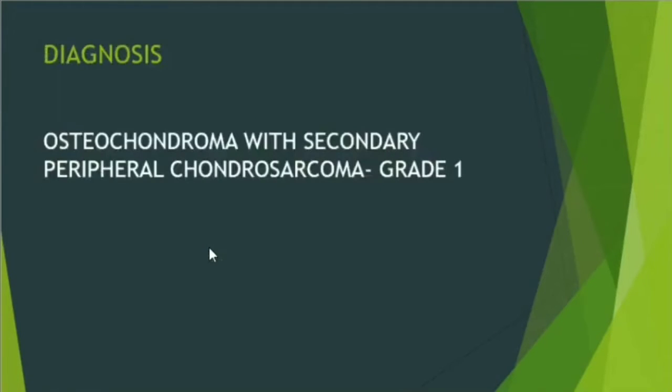With these features, I would like to conclude my diagnosis as osteochondroma with secondary peripheral chondrosarcoma, grade 1. And since the patient presented with the features of lower trunk and lower limb weakness, it might be arising from the spine. The malignant transformation in osteochondroma is 1% in solitary lesions and 5% in multiple osteochondromas. So the hereditary multiple exostosis also has to be considered.